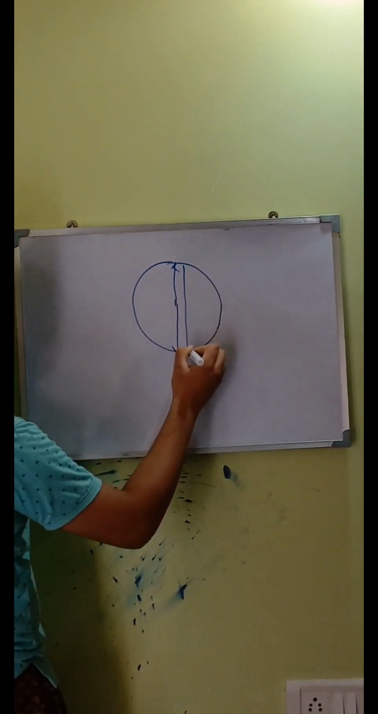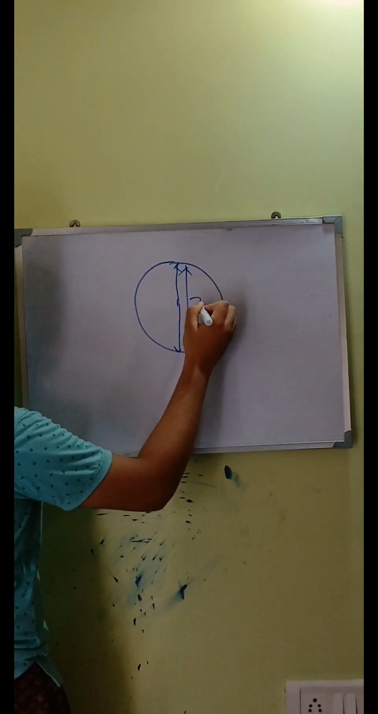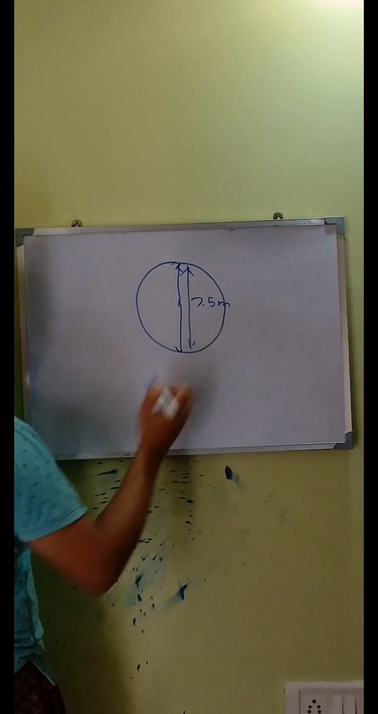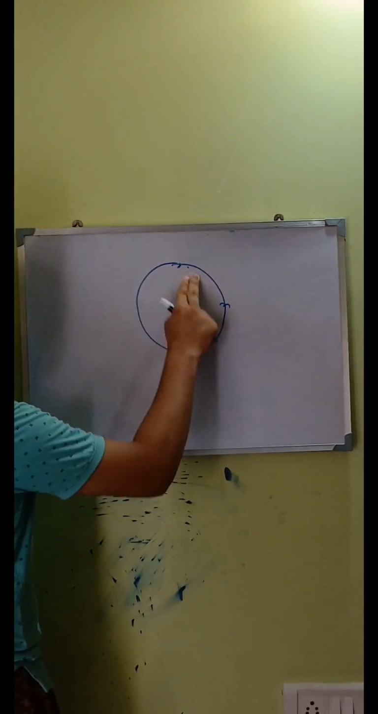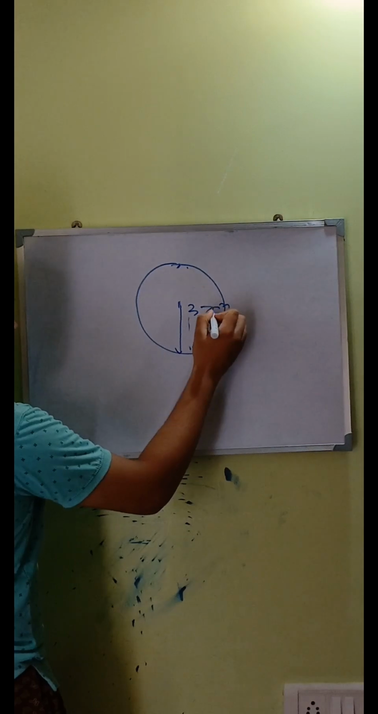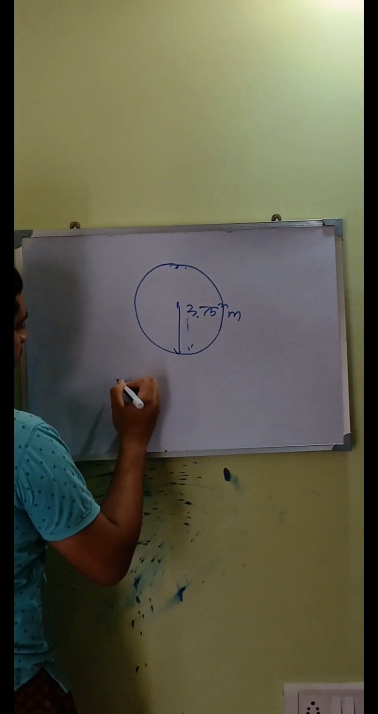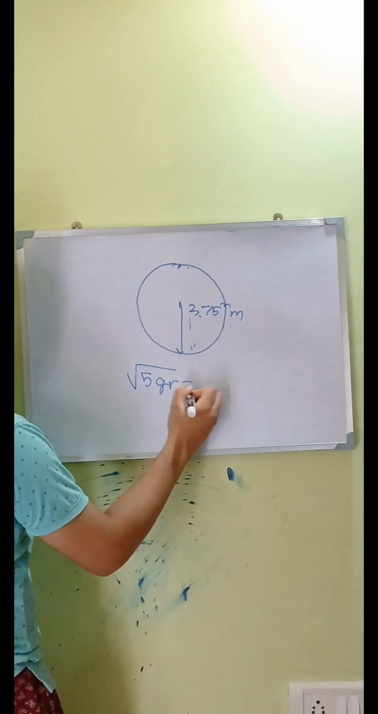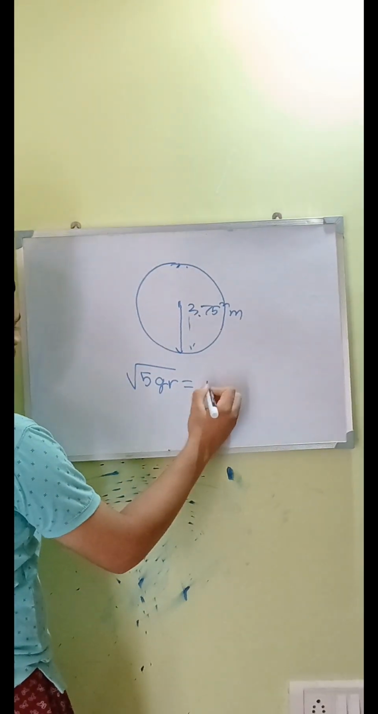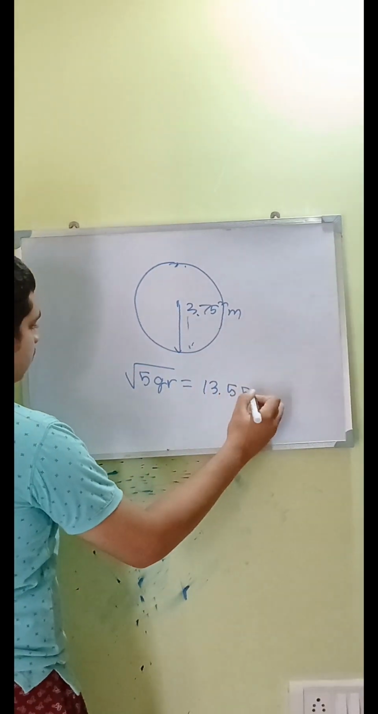So, in the video, the diameter of the tunnel was given to be 7.5 meters. That means the radius of the tunnel is 3.75 meters. Now, putting this into the formula that we have found, root over 5gr, the minimum velocity comes out to be 13.55 meters per second.